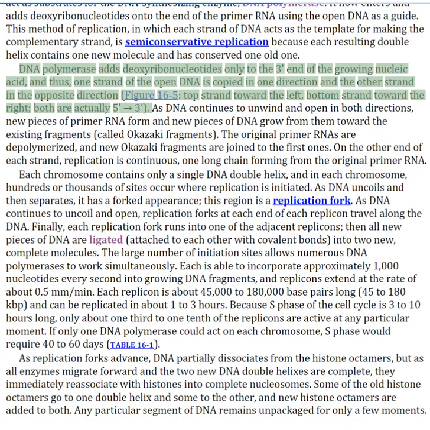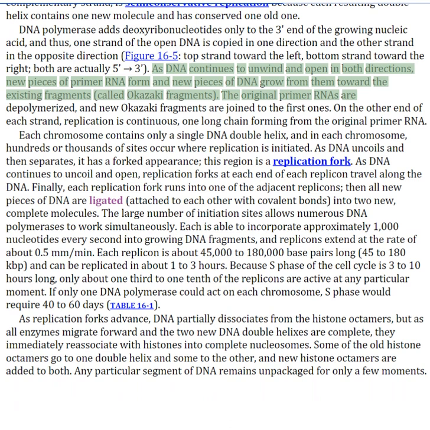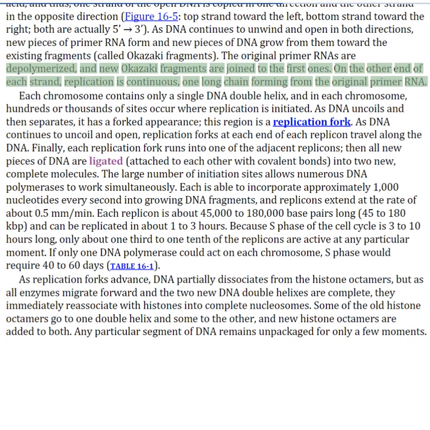DNA polymerase adds deoxyribonucleotides only to the 3' end of the growing nucleic acid, and thus one strand of the open DNA is copied in one direction and the other strand in the opposite direction. As DNA continues to unwind and open in both directions, new pieces of primer RNA form and new pieces of DNA grow from them toward the existing fragments. The original primer RNAs are depolymerized, and new Okazaki fragments are joined to the first ones. On the other end of each strand, replication is continuous, one long chain forming from the original primer RNA.